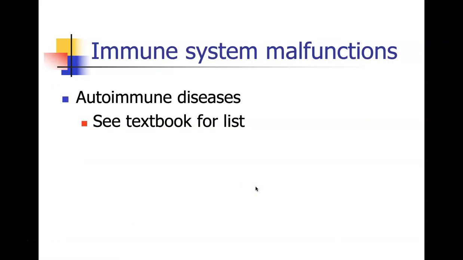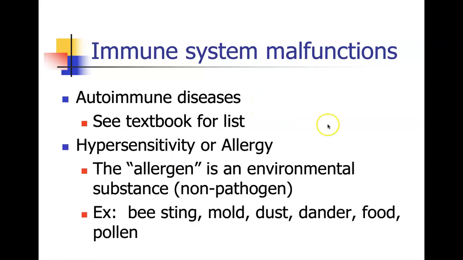So there's a whole bunch of immune diseases, autoimmune diseases. When the immune system malfunctions, you can get some of these. There's a big list in your textbook that talks about all the different kinds of autoimmune diseases. And some of them are highly specific. But what they have in common is that you are having an immune response to your own tissues. Okay. We also see hypersensitivities or allergies as immune system malfunctions.